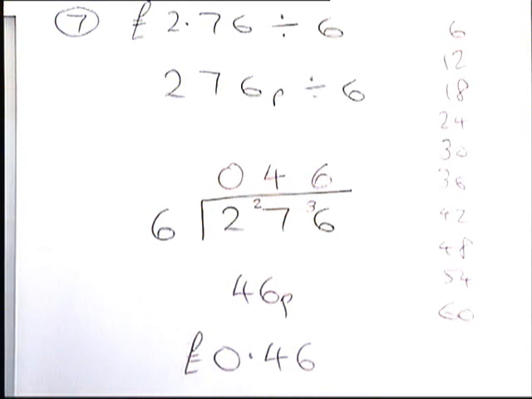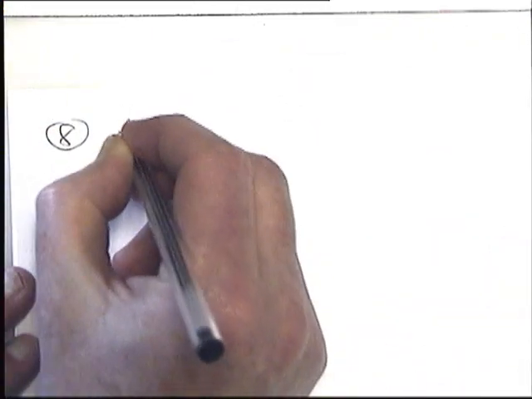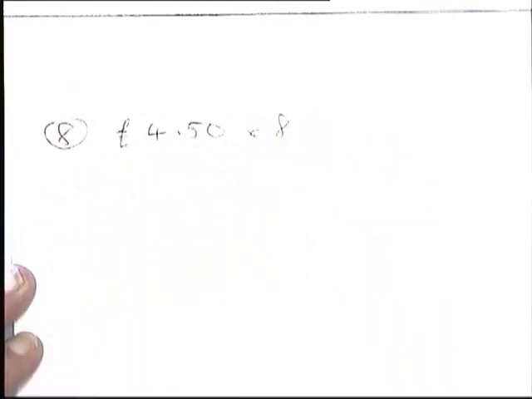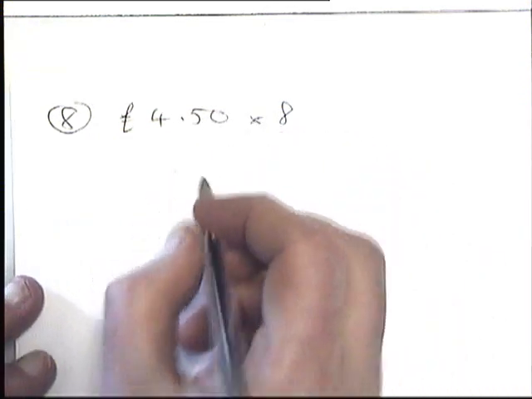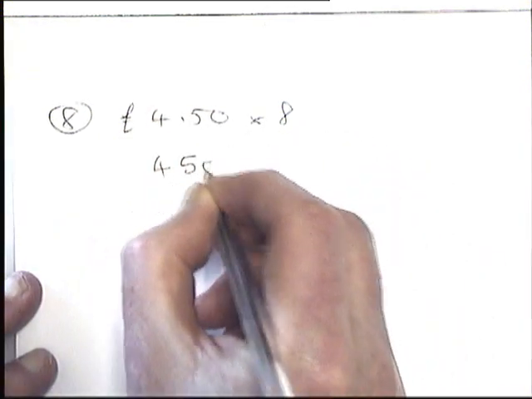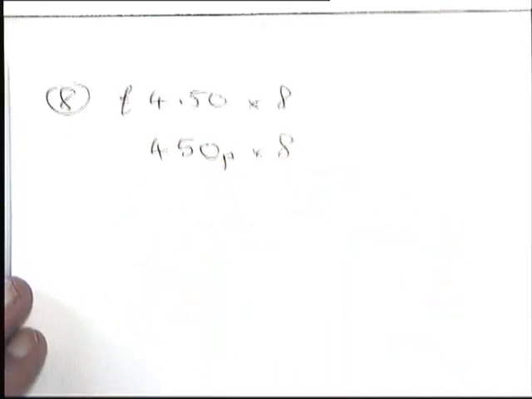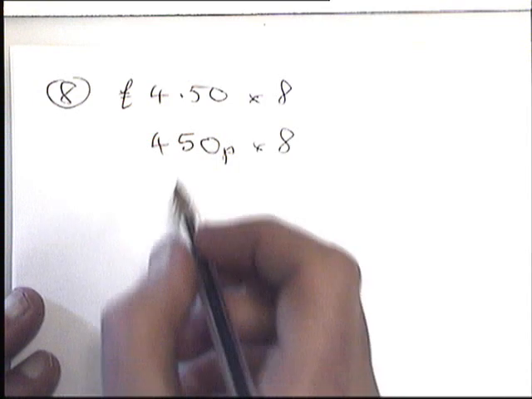Next question we've got to do, question 8, was the first multiplication question, the first timesing question. Number 8 was £4.50 times by 8. Again, it might be easier to get rid of the decimal point and change that to 450 pence times by 8. Now the way I'm going to show may be a way that's different to your parents did at school, but it's a way that's quite easy and will always work.